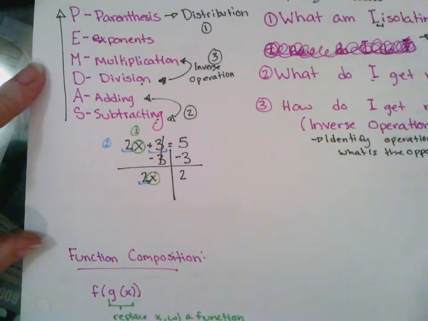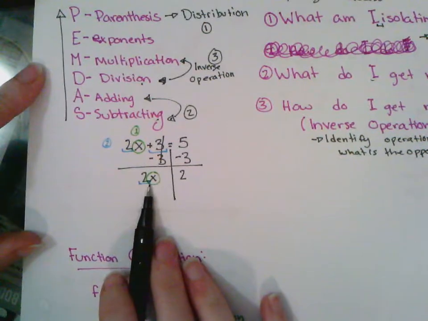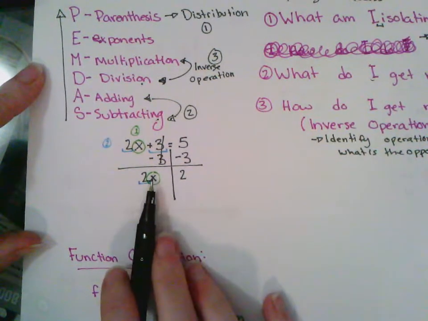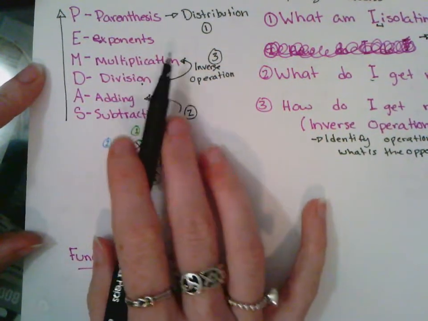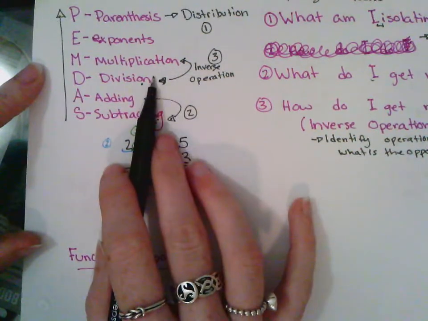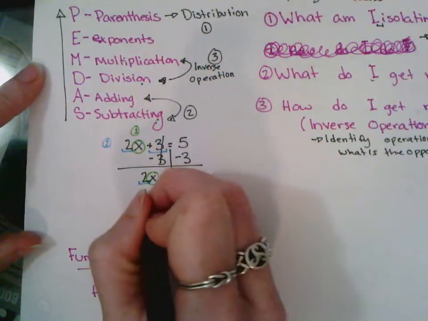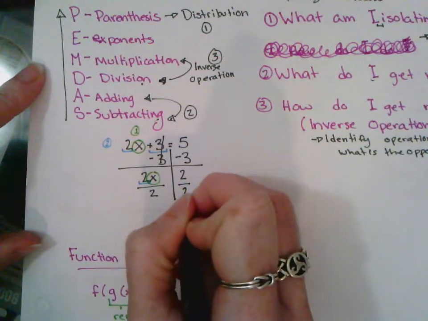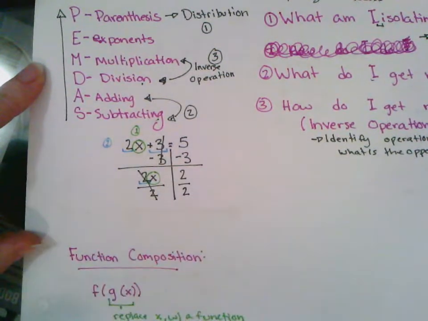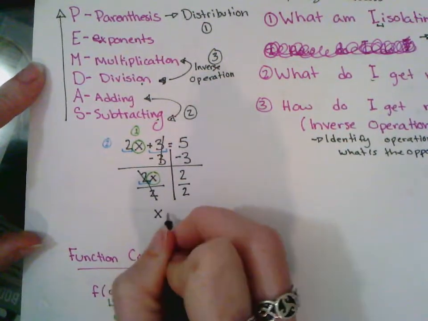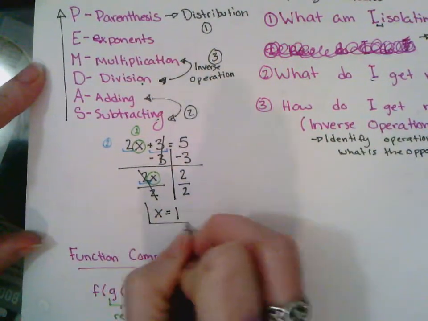Now, how do I do that? What operation do I see here? This is 2 times x. Remember, times is the same as multiplication. So to get rid of multiplication, I have to do division. So divide by 2 on both sides. The 2's will cancel over here. Final answer will be x is equal to 1.